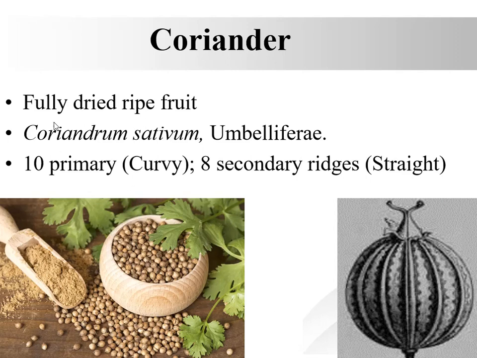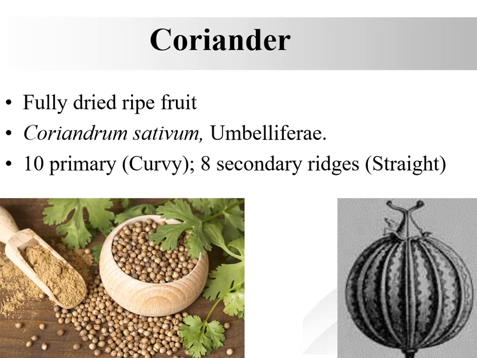Coriander is obtained from the fully dried fruit of the plant Coriandrum sativum belonging to the family Umbelliferae. After its biological source, let's discuss some of the important macroscopic features. Coriander has a yellowish brown to brown color. It has a very strong and aromatic odor and its taste is spicy and characteristic.